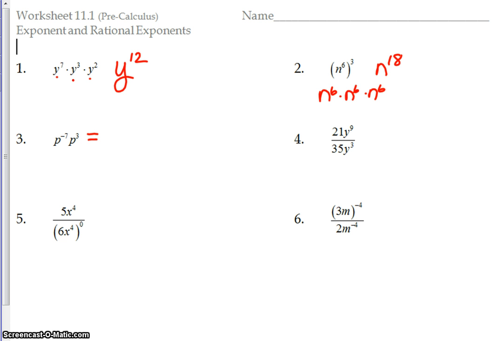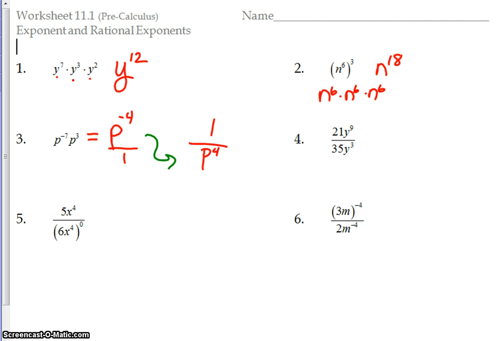Here when we add these two together, we get p to the negative 4th. Then we have to deal with the fact that we have a negative exponent. So we have to think of it as a fraction first, and then we're going to have that fraction jump to the opposite part, and so it's p to the 4th in the denominator, and then our numerator would have to be 1.